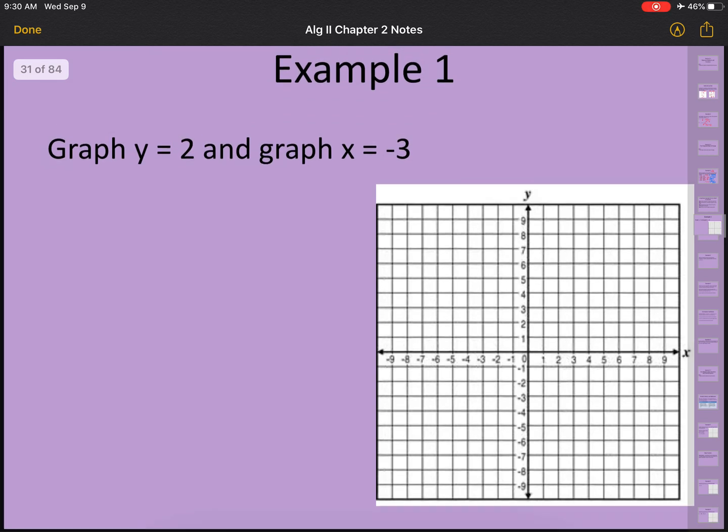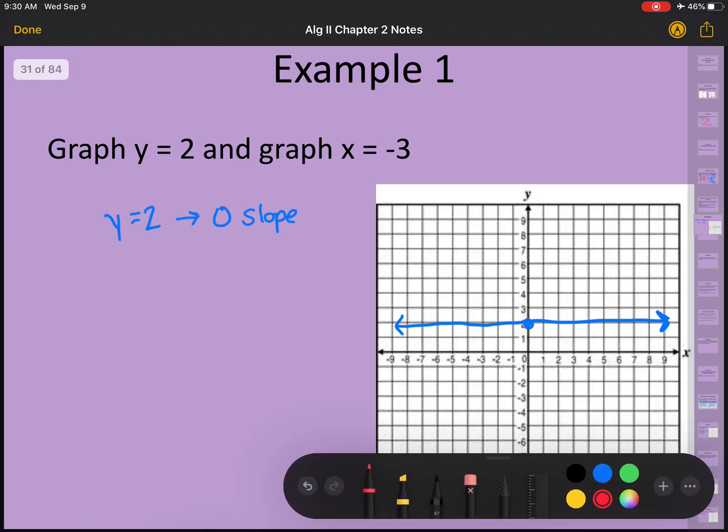In our last example here, we have to graph y equals 2 and graph x equals negative 3. So y equals 2, there's no slope. Since there's no slope, we said that's 0 slope. And from section 2, we said 0 slope is a horizontal line. So I can graph 2 on the y-axis and make that a horizontal line. And there I have it graphed.